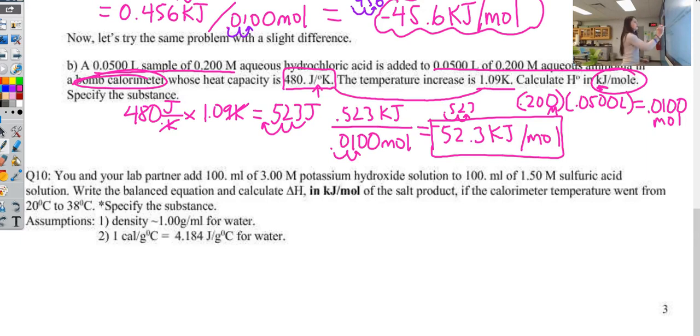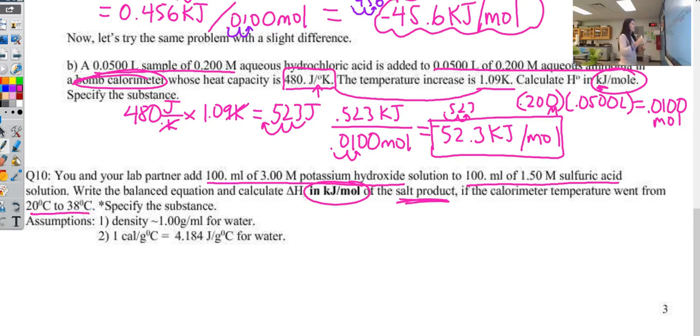You and your lab partner add 100 mL of potassium hydroxide solution to 100 mL of sulfuric acid solution. Again, we've got a neutralization that's happening inside of our calorimeter. Write the balanced equation and then calculate delta H. Again, they want it in kilojoules per mole of the salt product. And it says the calorimeter temperature went up from 20 to 38 degrees Celsius.